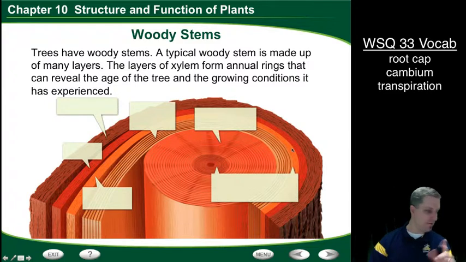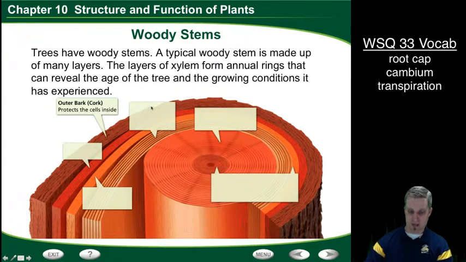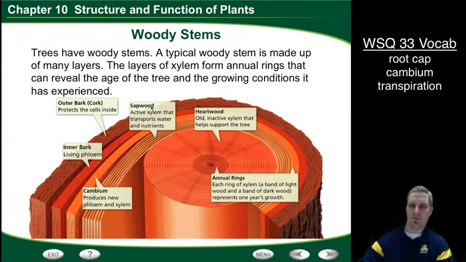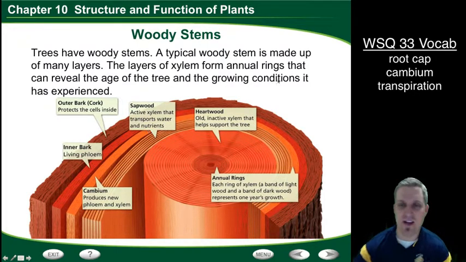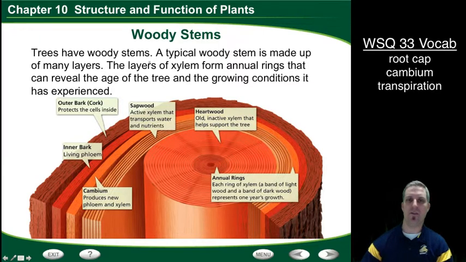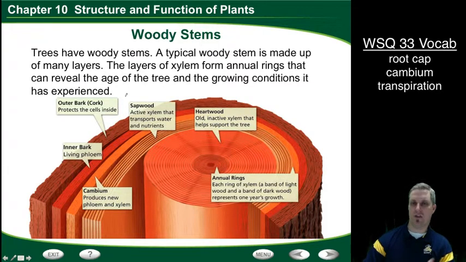Now, woody stems, I just want to put this up for you, and I don't expect you to write all of this down, but I want you to understand the structure of woody stems. Trees have woody stems, and you can really break it down into these layers. There are 5 actual levels or elements of it. They're made up of layers. The layers of xylem over time, see in the center here, these annual rings. Each year a new layer of xylem is produced.